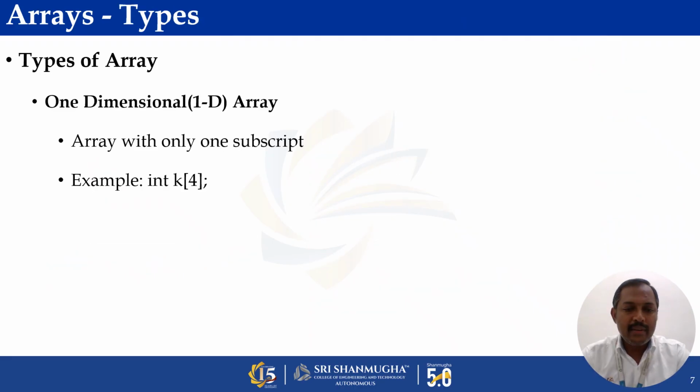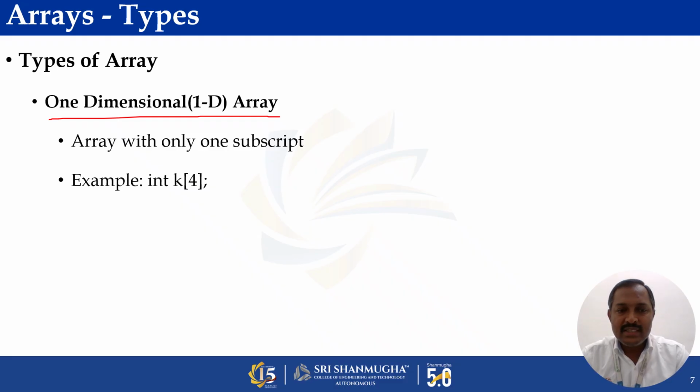Next, types of array. An array is generally categorized into two types. One is the one dimensional array, and the other is the two dimensional array. First we are going to discuss the one dimensional array: an array with only one subscript.